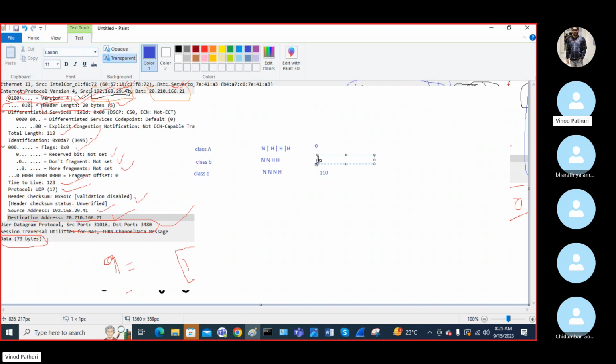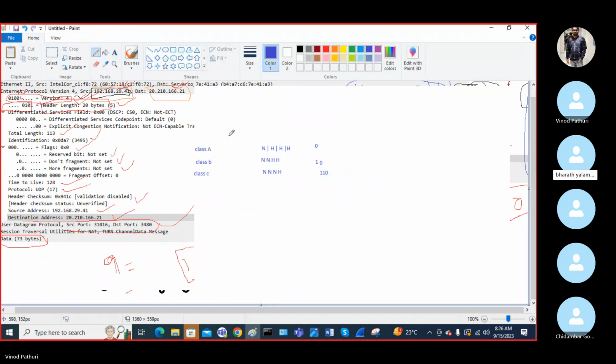So the first bit in the binary is always 0 for class A, and for class B, the first two bits are always 1 0, and for class C, the first three bits always have to be 1 1 0. Based on that they have designed three different classes. So the first bit is always 0, the first two bits are 1 0, and the first three bits should be 1 1 0. So here is class A, and class B and class C, right?